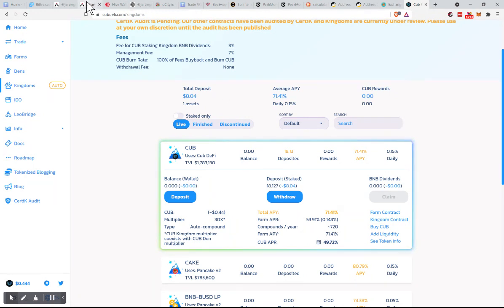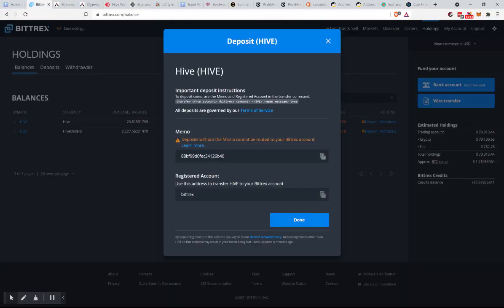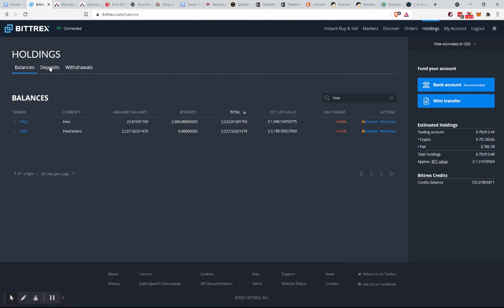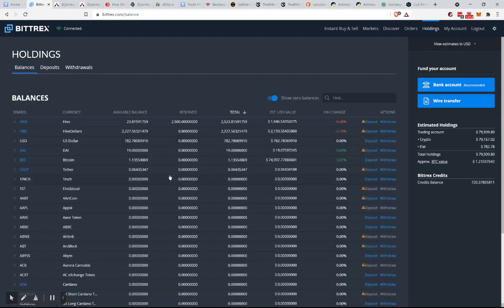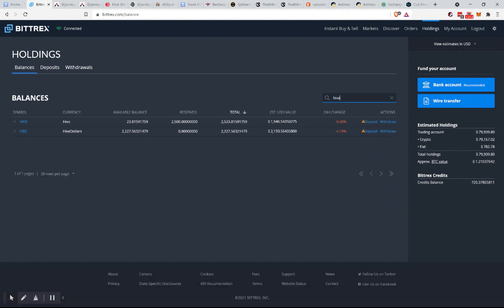Bittrex. Oh, we need to go back to Bittrex. That was so long ago. That's right. It's definitely in the account now. And you can see by going to deposits that it's there. 10 Hive got deposited, right? Yep. So let's go back to balances. And we did connect the BSC wallet to Splinterlands, right? Yeah, we did. Yep. So now we're at Hive.